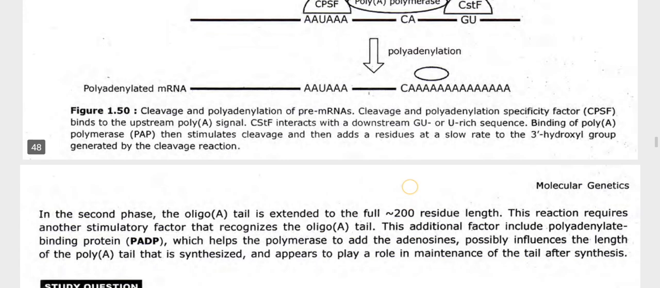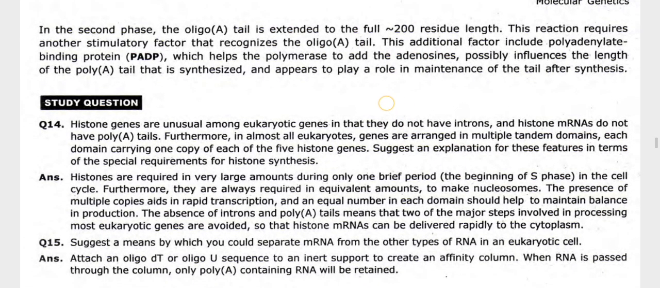In the second phase, the oligo A tail is extended to the full 200 residues length. This reaction requires another simultaneous factor that recognizes the oligo A tail. The additional factor requires polyadenylate binding protein, or PABP, which helps the polymerase to add the adenosine, probably influences the length of the poly A tail that is synthesized, and appears to play a role in maintenance of the tail after synthesis.